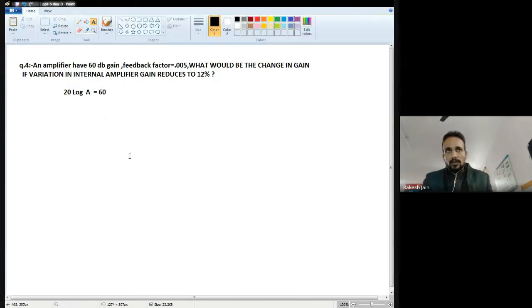Similar to the previous case, log A is equal to 3, then A is equal to 10 raised to the power 3. Because this 20 will be divided from this 60, it will be equal to 3. So 10 raised to the power 3 is definitely 1000. Okay. Feedback factor is 0.005. It means beta is 0.005.